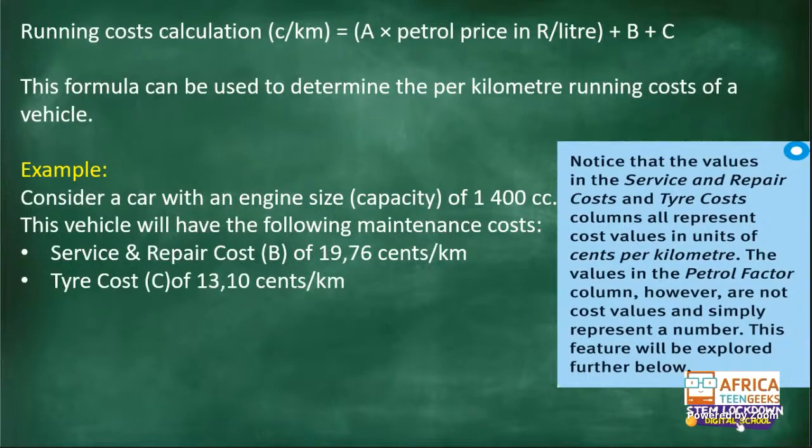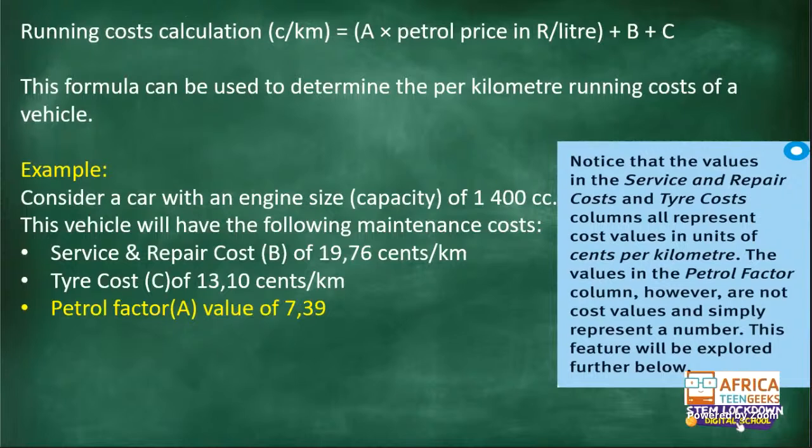So you can see that just to travel for a kilometer there, you are paying about 13 rands and 10 cents per kilometer for the tire cost, all tires for the vehicle. And of course, there comes a petrol factor as well. The petrol factor in A, the value is 7.39.